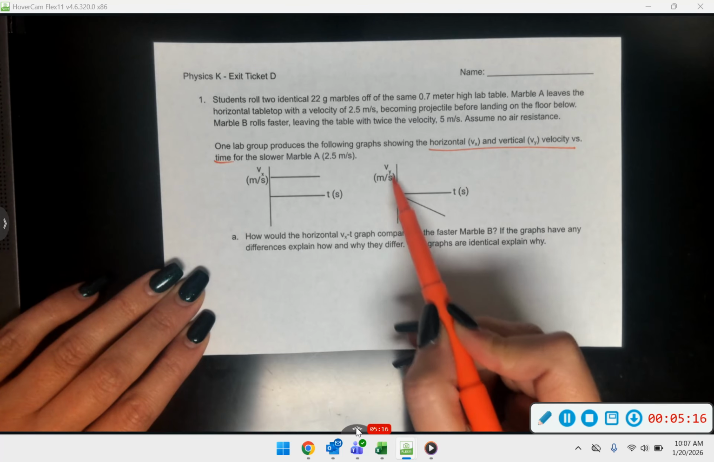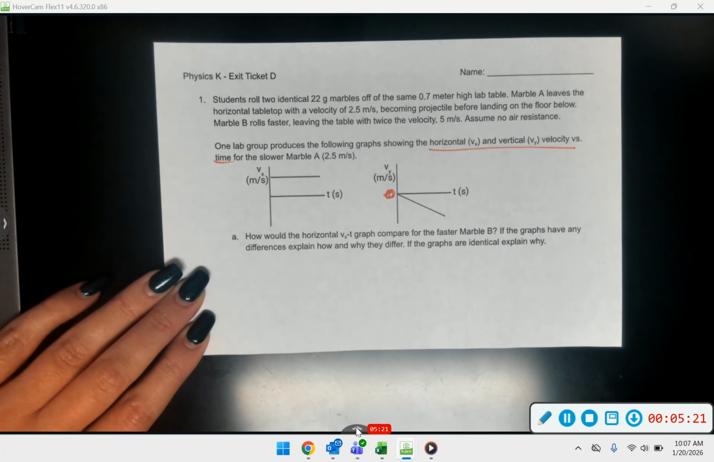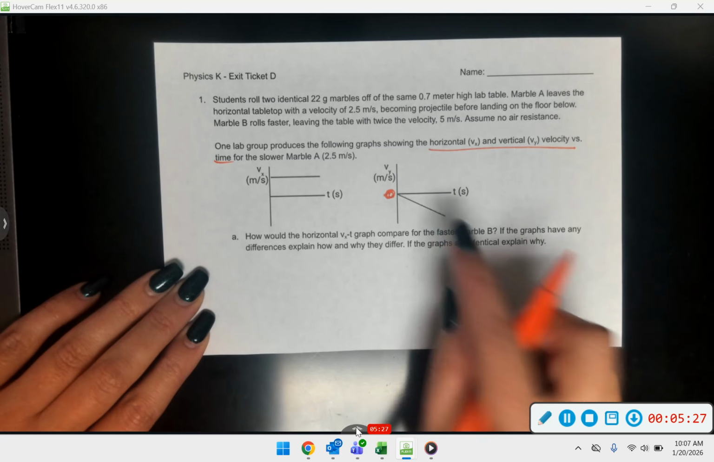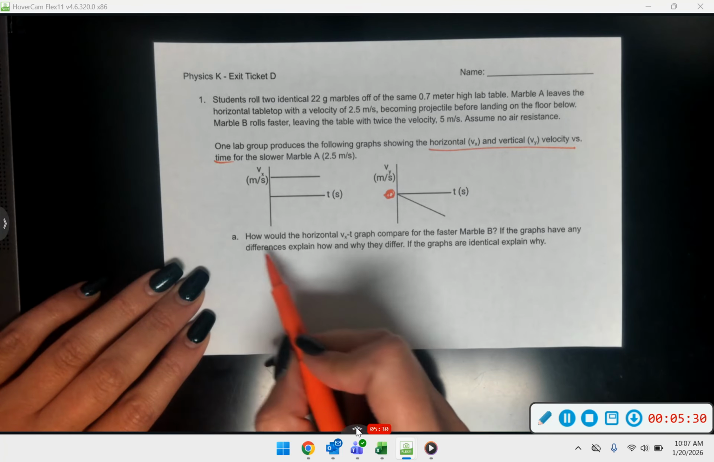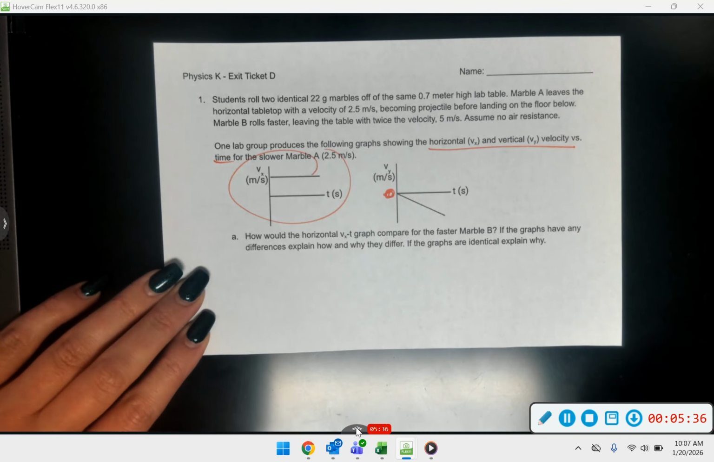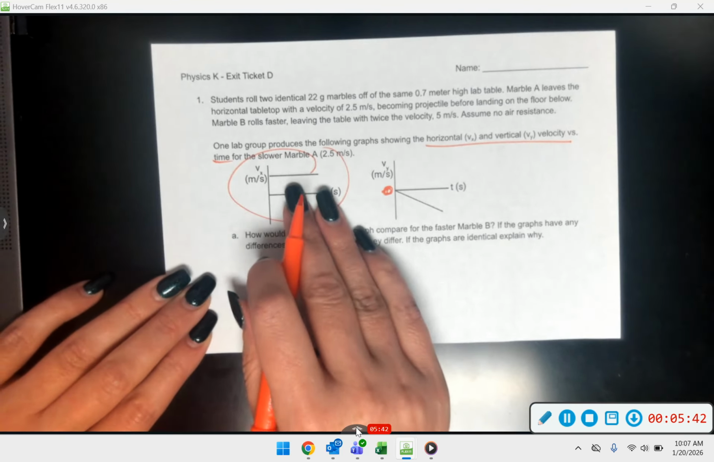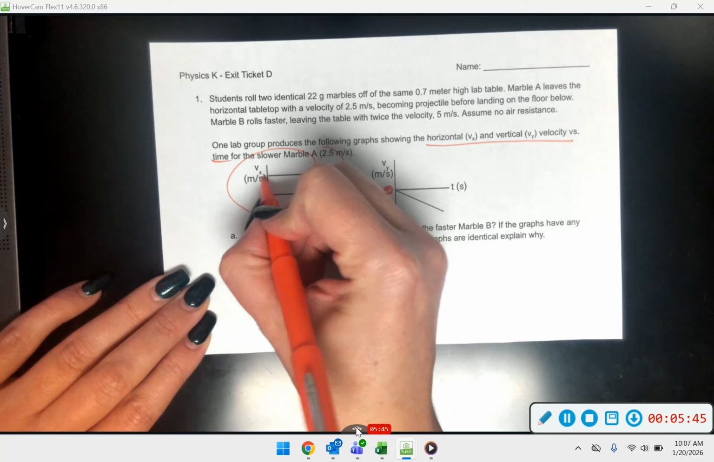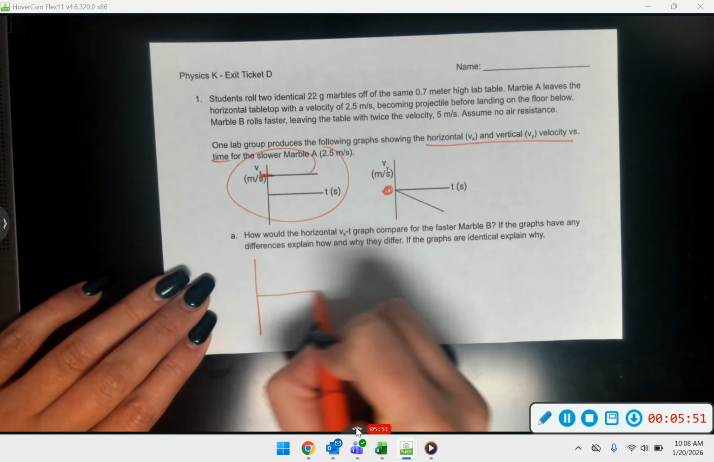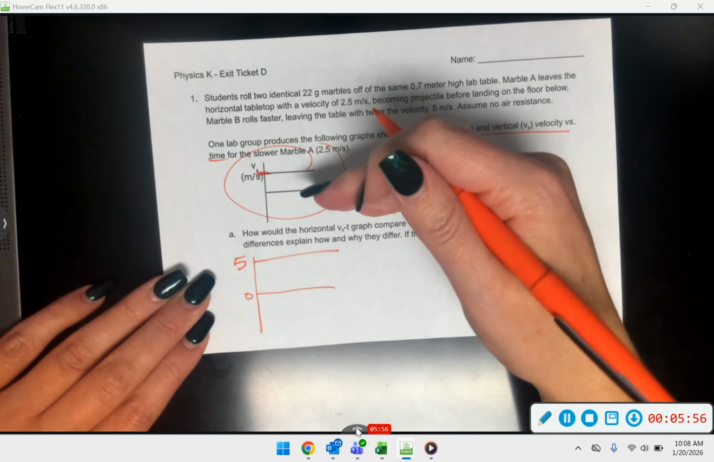My vertical velocity graph starts at 0 because, again, these are horizontal launches. They don't have initial vertical motion, and then it gets increasingly negative. It's getting faster in the negative direction, which makes sense. It's falling. And so this one says, how does the horizontal VXT graph compare for the faster marble? So if this is the slower marble's graph, the faster marble's graph is still going to have a horizontal line. This one right here, my y-intercept is 2.5. So if I had another one, my y-intercept would have to be at 5 instead. So the line's still horizontal, but it's higher on the graph.